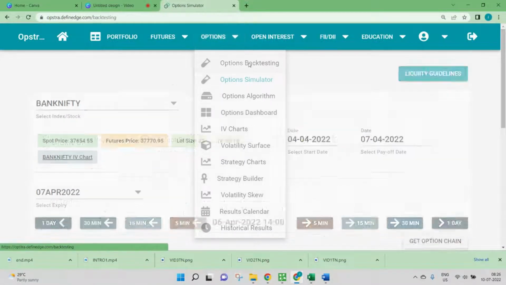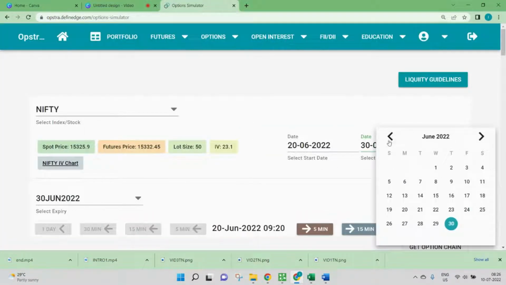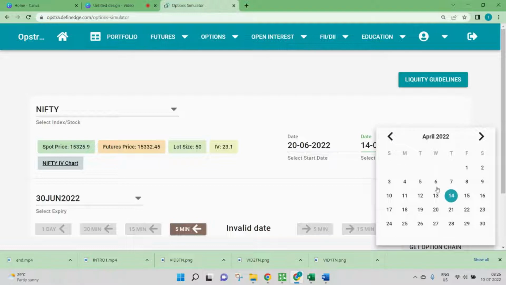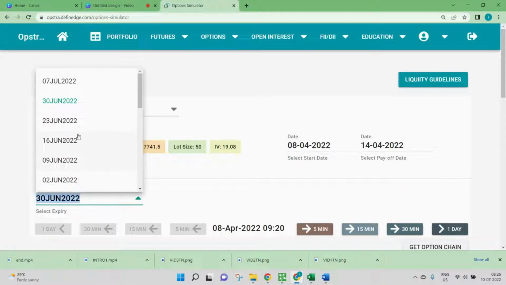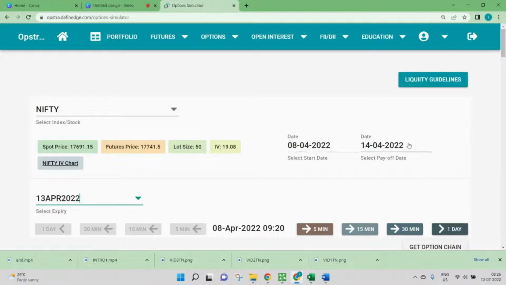Let me reset Opstra, otherwise it will go out of memory. Week 2 of April. The expiry will be 14th. Am I right? 14th, yes. And the start date will be 8th. No, the expiry was on the 13th in that particular week. The 14th was, I think, an Ambedkar Jayanti holiday. So 13th.